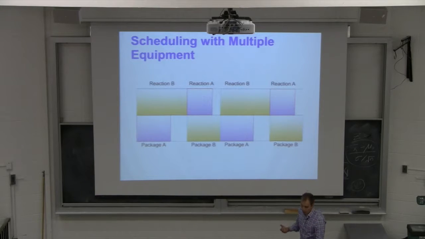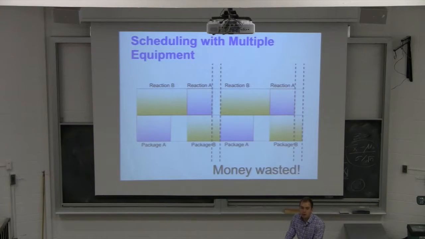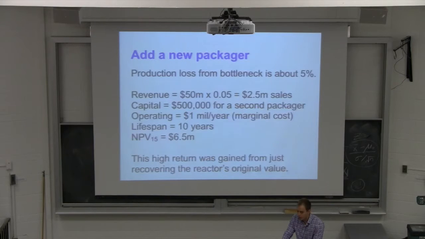And I mean, the operators might like this, and you'll face this in your career. They like those gaps because they don't have to do anything in those gaps. But from a revenue perspective, it's money wasted. And so this is where our scheduling will segue into a design problem, which is that we've given ourselves, in this case, one too few packagers to accomplish the job. So then, realizing that we need to install another packager, or at least we need to investigate whether that's the case, we move into our handy NPV analysis.